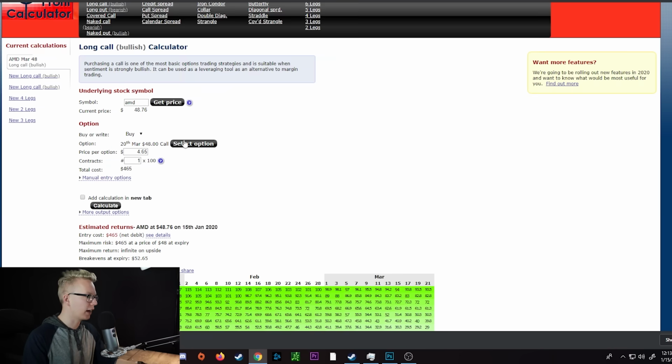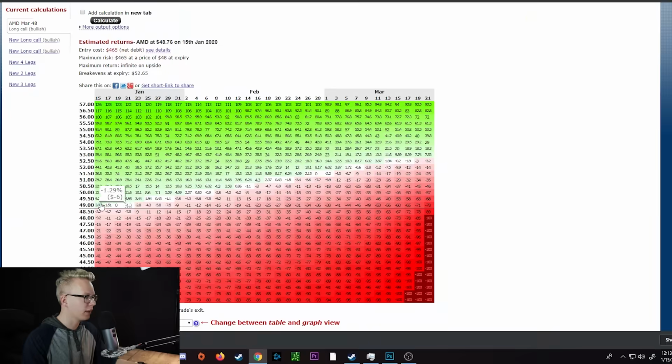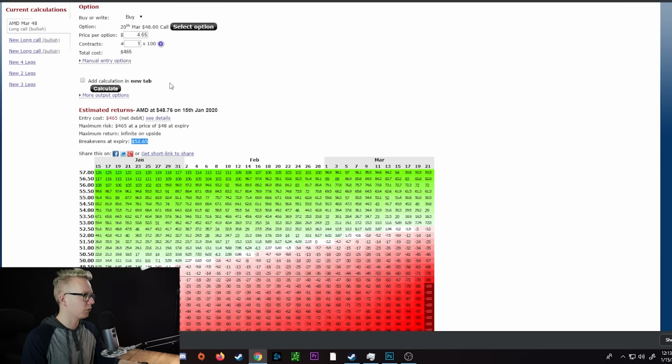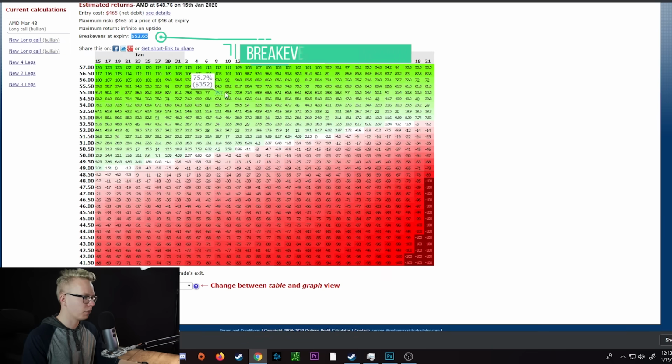While your option right now is worth $465, as time passes, it's going to be worth less and less and less, so that if you sold it, you would be at a loss. So you're losing money, losing money, losing money. And that premium decays all the way up until expiration day, where you're either in the money past your break even or below your break even. And you can see what your break even is here. It's $52.65, which is the current stock price plus the premium you paid.